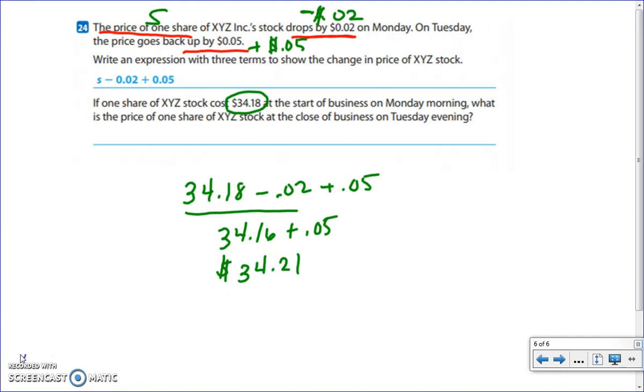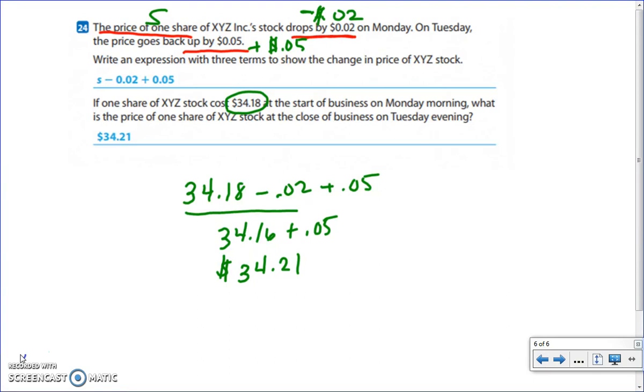So there was really just a net change of 3 cents in the positive direction for this problem. That's how I would have thought about it. If I think about a 2 cent decrease and a 5 cent increase, really we're increasing by 3 cents. So $34.18 plus 3 cents would really be $34.21. So that's how much his stock would be worth at the end of Tuesday.